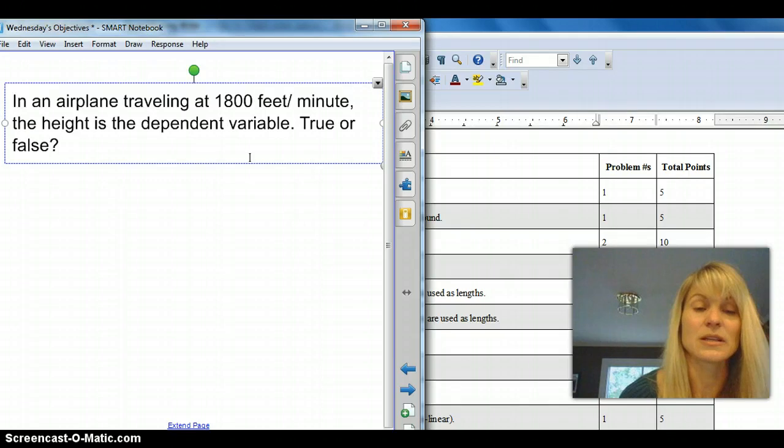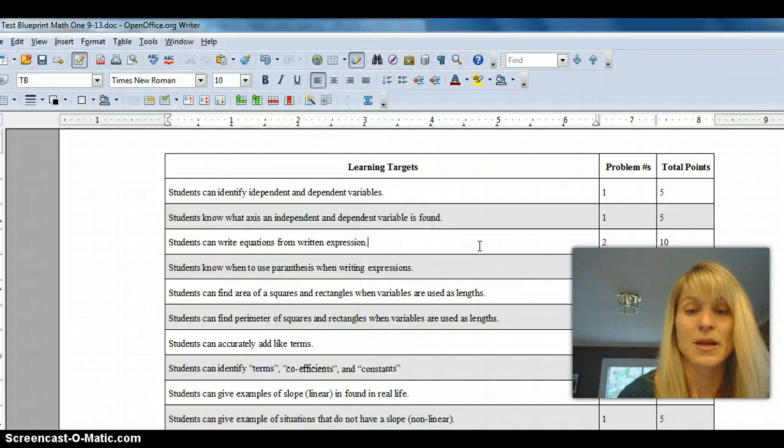And time would be the independent variable. So by making this into a question, if they say true, they understand first that this is the variable, and then they understand height is the dependent. Okay, so that would be an example of a test question for the first one.